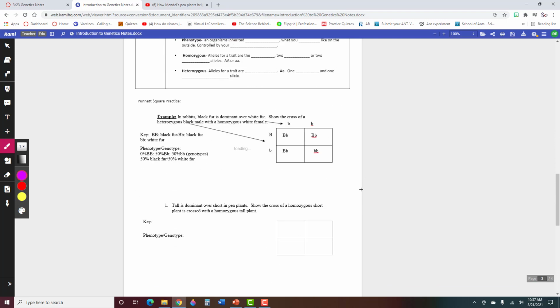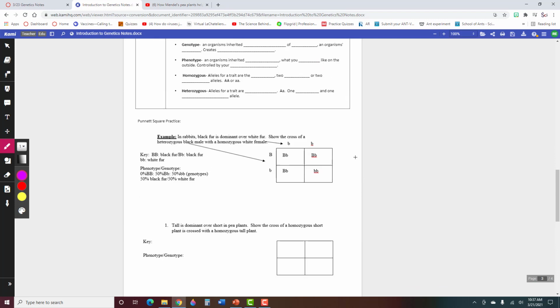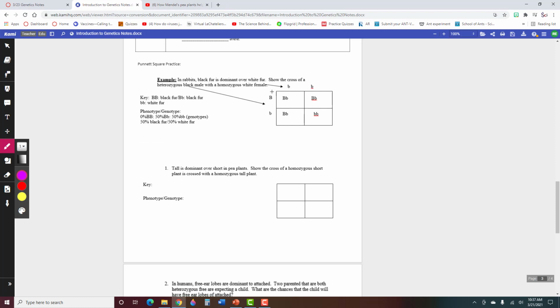Okay, so for the last part here, you have some problems that you need to fill out, and these are Punnett squares, and they are a tool that scientists use to predict the outcome of a cross. So here it says in rabbits, black fur is dominant over white fur. So it's telling you which trait is dominant, which trait is the capital letter. So black is going to be the dominant one, and white is going to be the recessive one. Show a cross of a heterozygous black male. Hetero, remember, means different, so he is capital B, lowercase b, because his alleles need to be different. And a homozygous, homo means same, white female, and white is the recessive trait, so she is lowercase b, lowercase b.